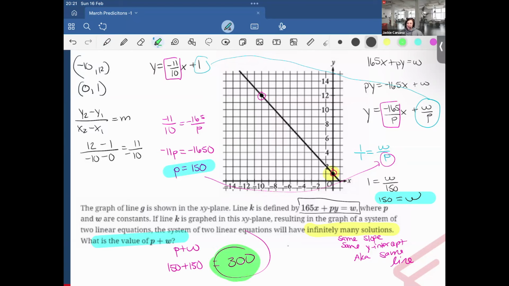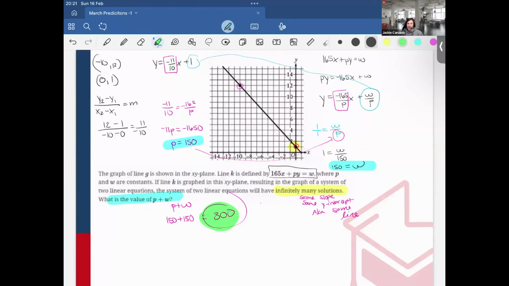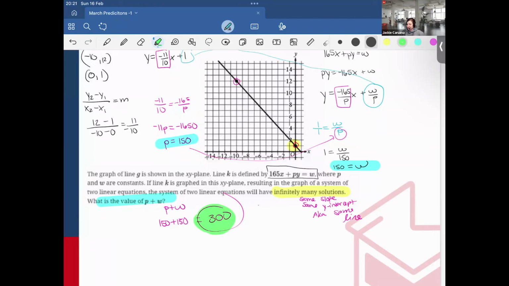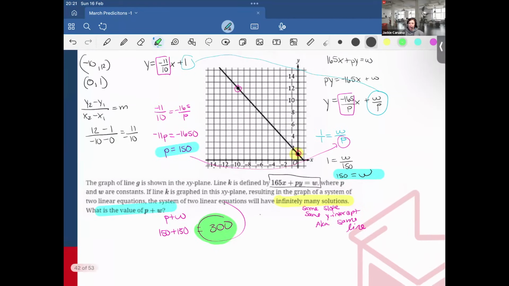Isn't it so amazing? So know the language in the problem, no solutions, infinite solutions. I guarantee you'll see one or the other on the exam. I don't know, but I would bet a lot of money that it's going to be on the exam.